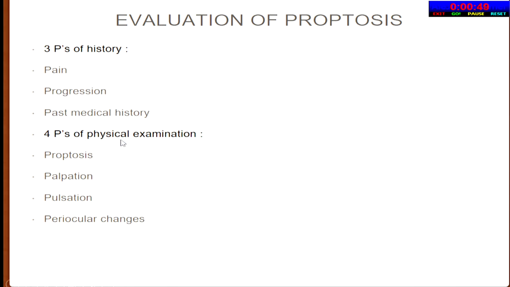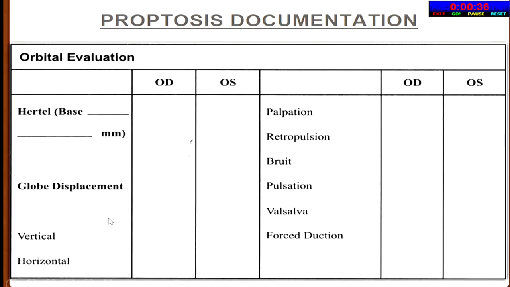And also 4 pieces of physical examination will be the proptosis documentation, palpation of the orbital rims, and also pulsation, which signifies whether it's a vascular pathology or not, and also look for any periocular changes like lid retraction or whether there are any scarring of the lid or whether there's any Salmon patch.